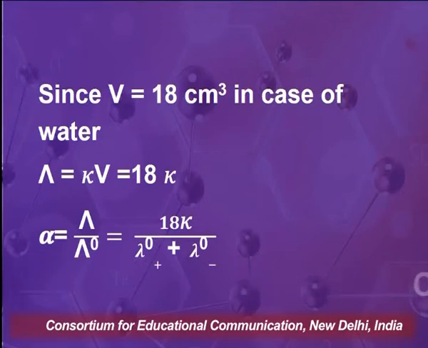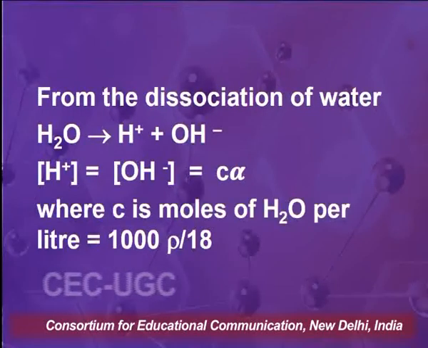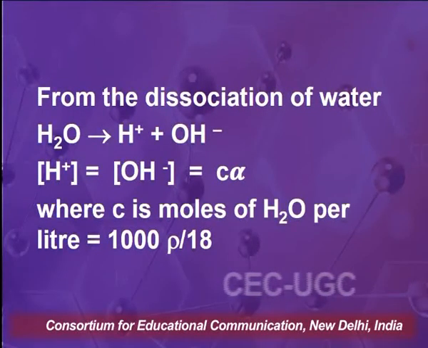Since volume is equal to 18 centimeter cube in case of water, lambda is equal to kappa into 18, and alpha becomes equal to 18 kappa divided by lambda plus naught plus lambda minus naught. From the dissociation of water, H2O gives H plus plus OH minus.